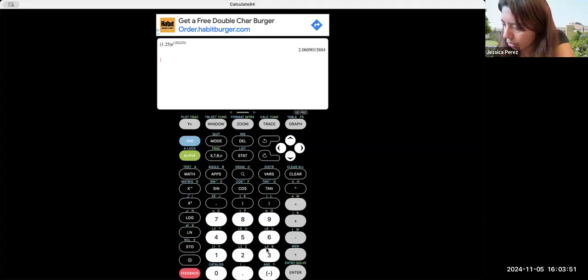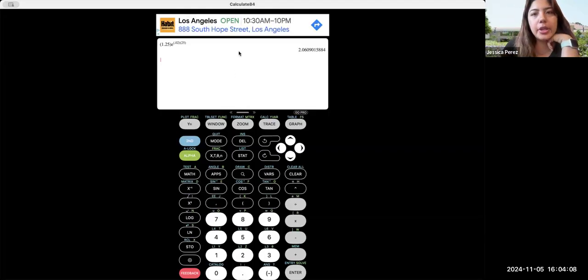So it should be 125 times e to the 0.02 times 25. And I'm roughly going to get $2.06. So there's a typo on the note, so let's change it.